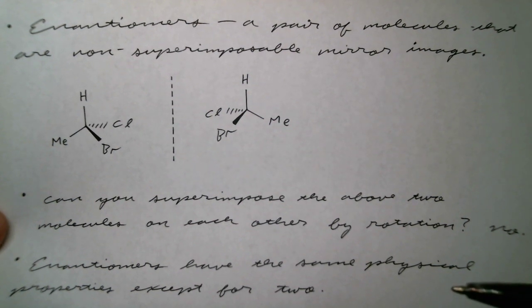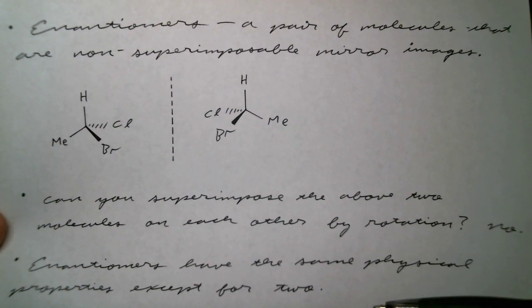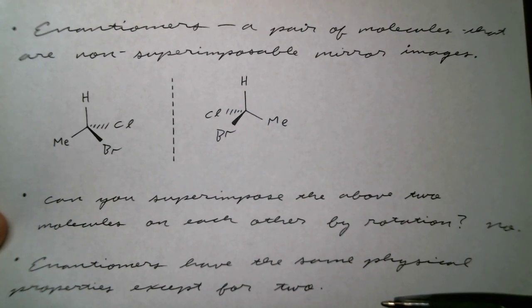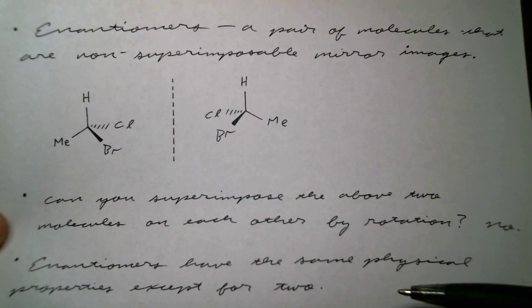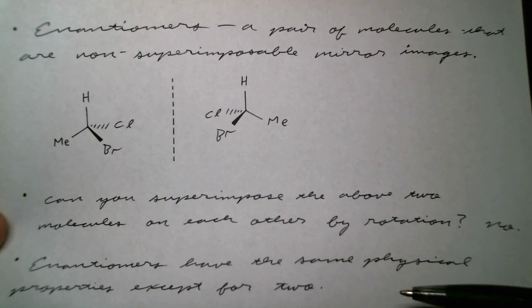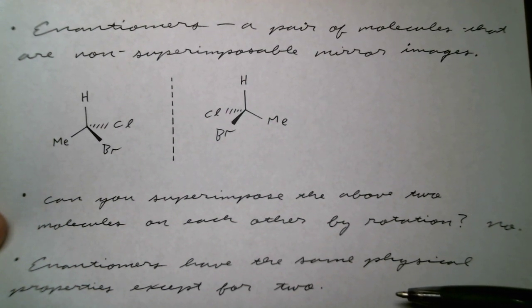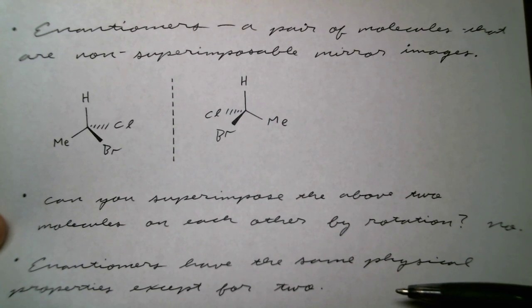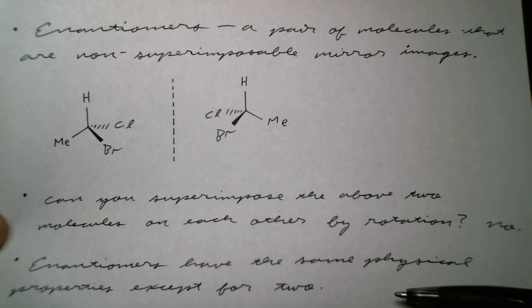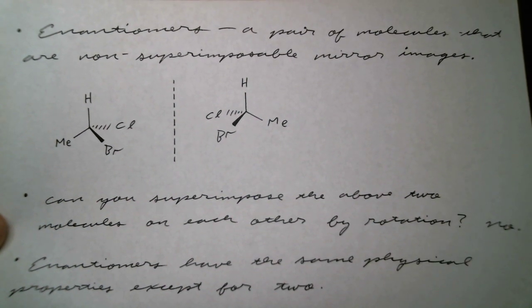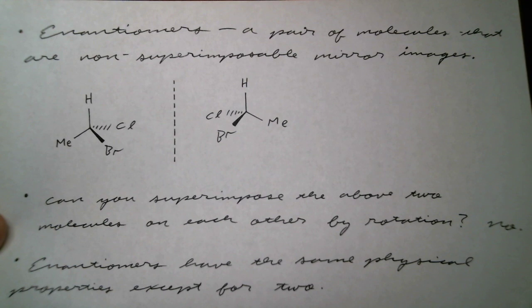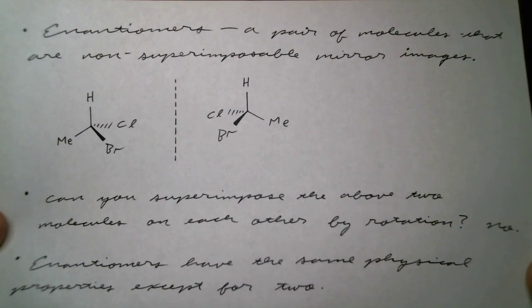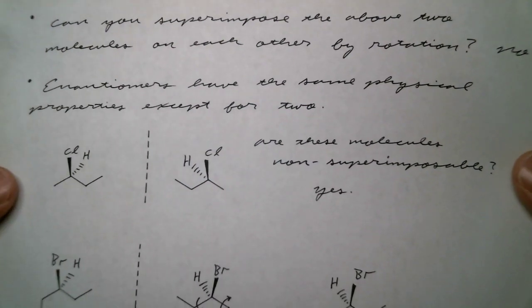So enantiomers have the same physical properties except for two. They're identical in boiling point, melting point, retention time on silica gel, and energies. They have all these similar physical properties except for two, and those two properties are the way they rotate plane polarized light and the way they might interact with other things that are chiral. So there's another definition that we will be encountering soon. A chiral molecule or object has a non-superimposable mirror image. Of course, we'll see that a little later.